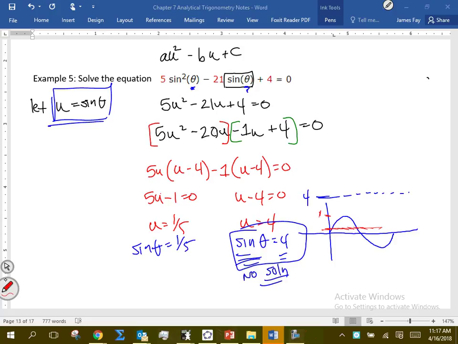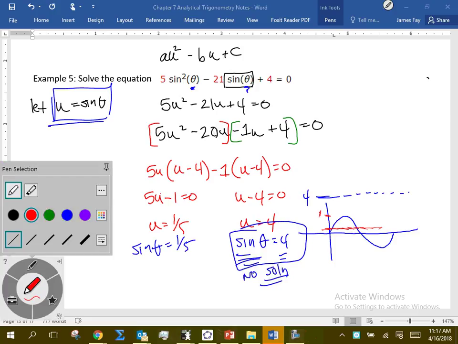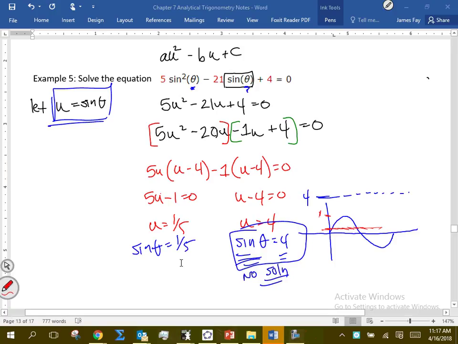Okay? And the way we do that, obviously, to find theta, we're going to take the sine inverse of this side. Sine inverse and sine undo each other, right? And that gives me theta.